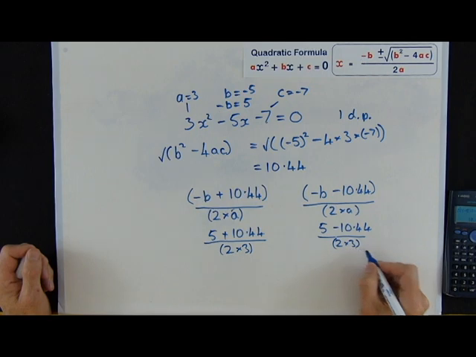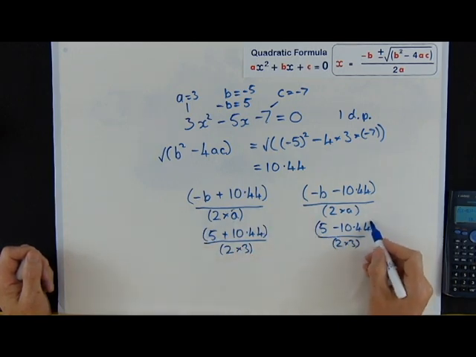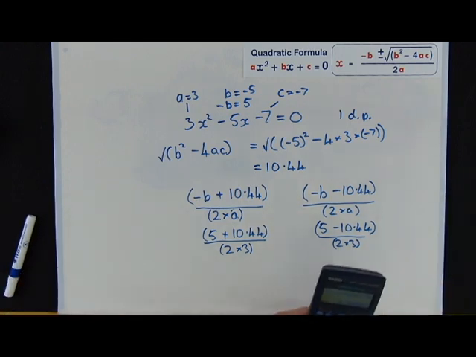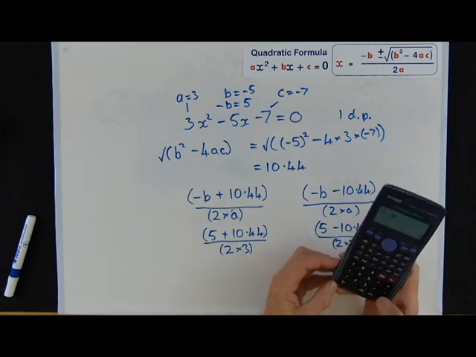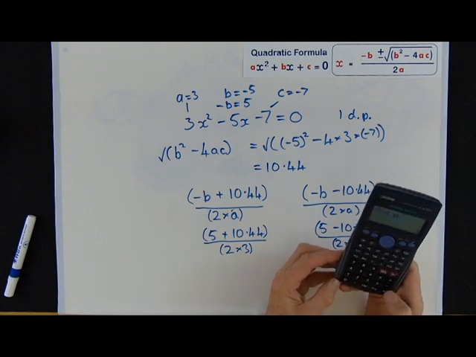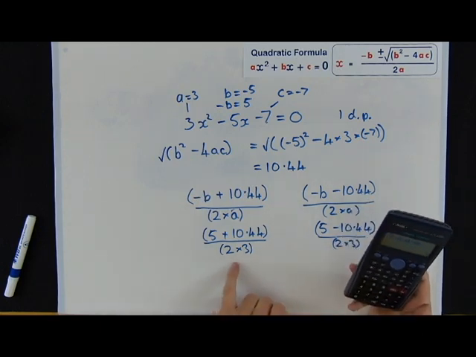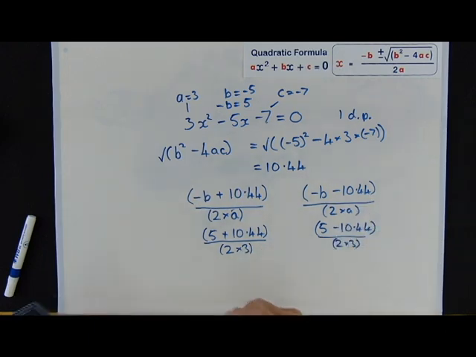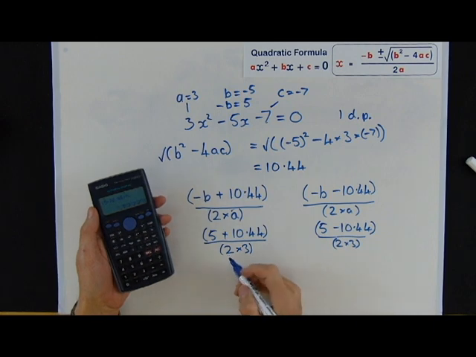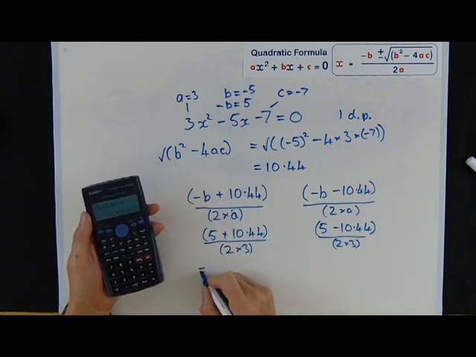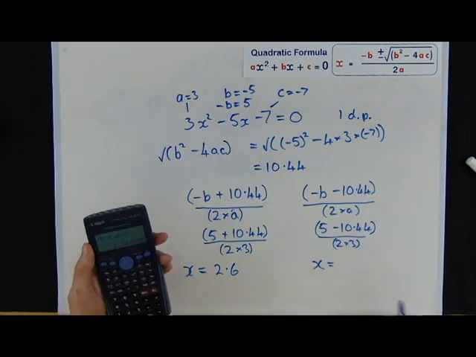So 2 times 3, but on the calculator we're going to put that in. Now watch, the big thing is brackets. If you don't put the brackets in, you'll not get the correct answers. All we do now is grab the calculator, you go open brackets, 5 plus 10.44, close your brackets, divided by, and just do the 2 times 3 equals 6, but if you're going to put in 2 times 3, remember the brackets, and that gives us 2.57. So we want it to one decimal place, our answer, so 2.57 gives us 2.6.